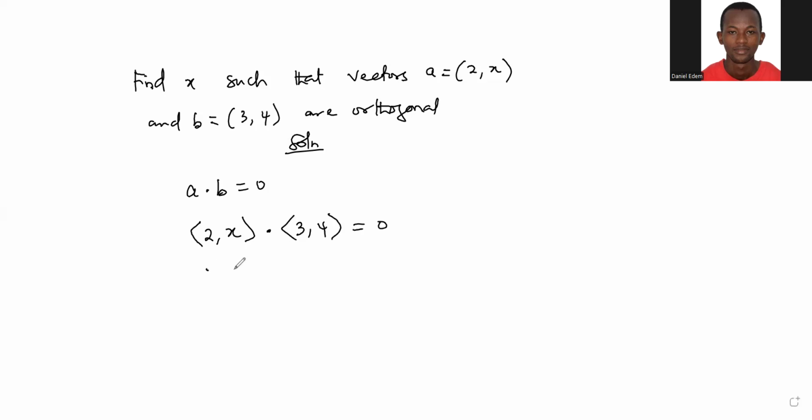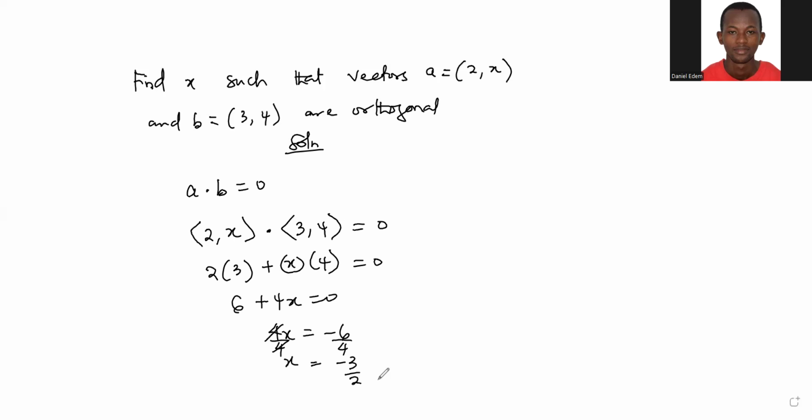So you have 2 times 3 plus x times 4 equal to 0. So this is 6 plus 4x equal to 0. We make x the subject. When the 6 crosses over it becomes negative 6, we divide through by 4, and our x is negative 3 on 2.